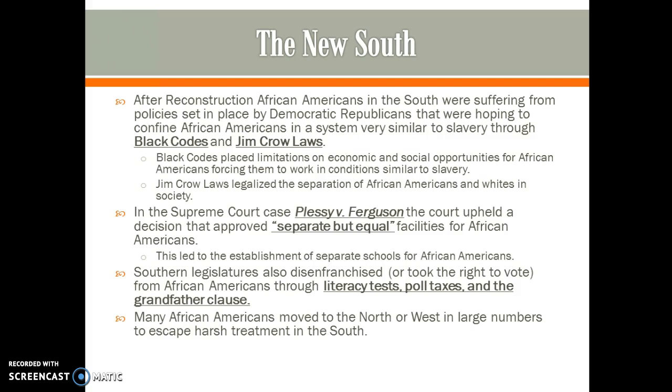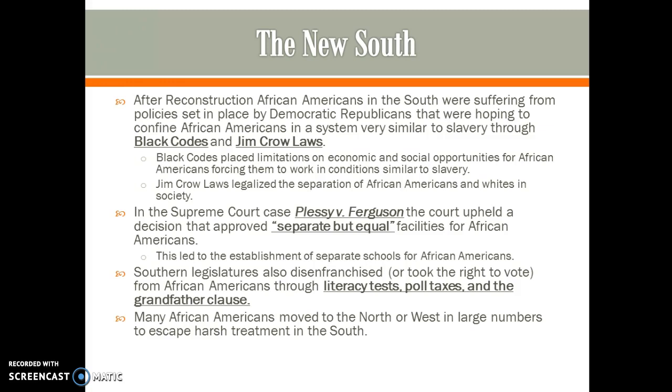This is referring to any public accommodations, right? Movie theaters, restaurants, hotels. Schools is going to be the main one that we see it relate to when we get to Brown versus Board of Education in the 1960s that actually got rid of the separate but equal ruling.